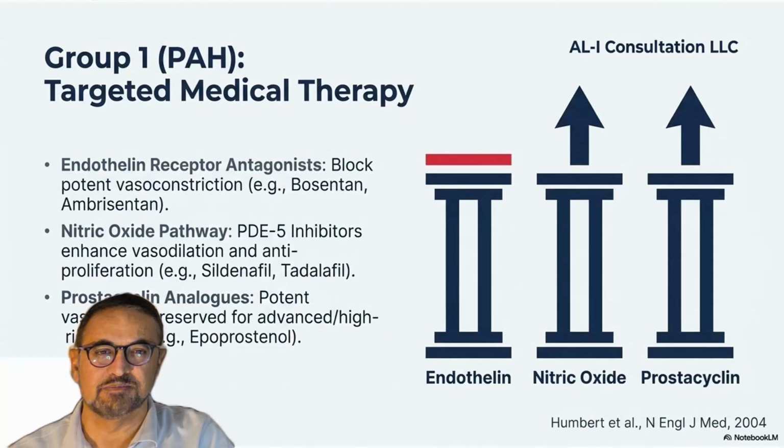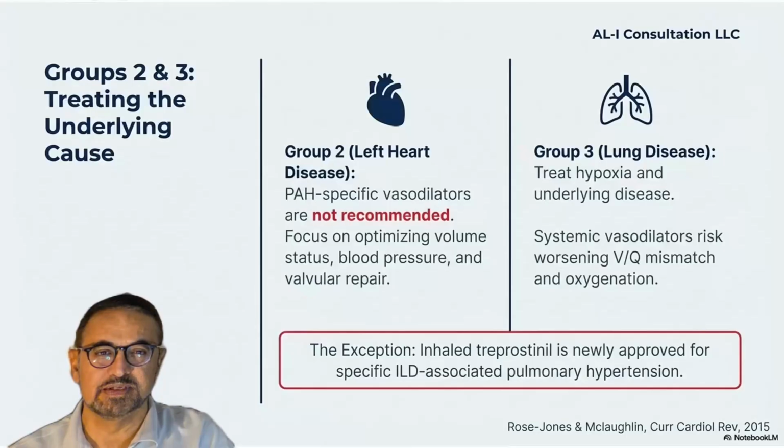Second, the nitric oxide pathway. PDE5 inhibitors such as sildenafil and tadalafil enhance nitric oxide-mediated signaling and improve vasodilation. Third, the prostacyclin pathway. Prostacyclin analogs and receptor agonists provide potent vasodilation and antiproliferative effects, especially in more advanced disease. Something to remember is that these drugs are primarily for group 1 PAH, not for every patient with elevated pulmonary pressure.